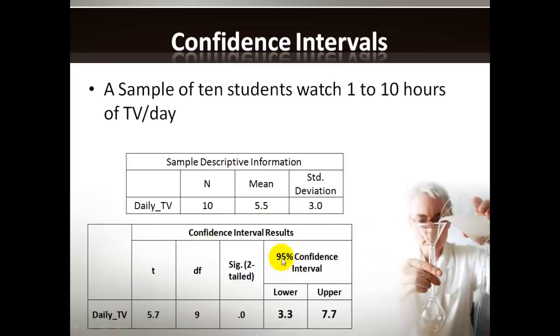Confidence intervals can be at a range of confidence. In this situation, the sort of standard is to use a 95% level of confidence. When you read a paper, it'll look like this. We'll get a 95% confidence interval that the population mean lies between 3.3 and 7.7. So what this means is we are 95% confident that the mean hours of television students at this university are watching lies between 3.3 hours per day and 7.7 hours per day. So the important thing is to be able to interpret a confidence interval.